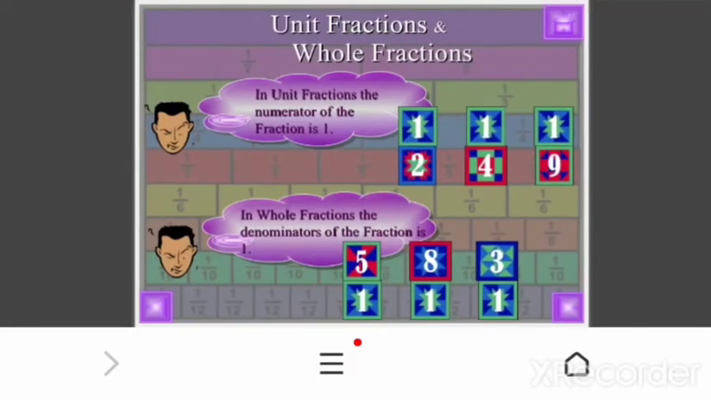Now children, unit fractions and whole fractions. What are unit fractions? In unit fraction, the numerator of the fraction is 1. Like example, 1 upon 2, 1 upon 4, 1 upon 9. And children, in whole fractions, the denominator of the fraction is 1. Like 5 upon 1, 8 upon 1, 3 upon 1.